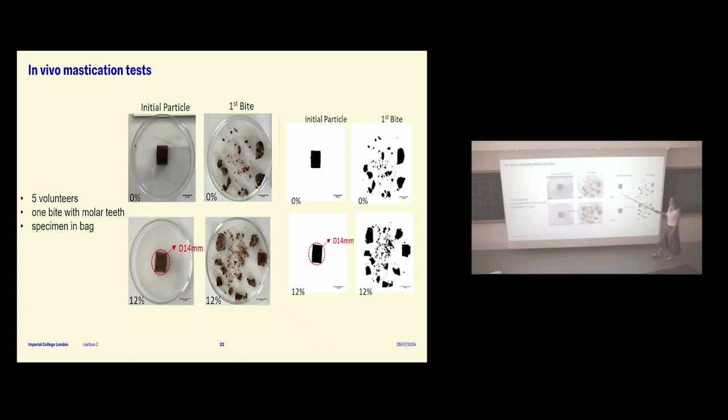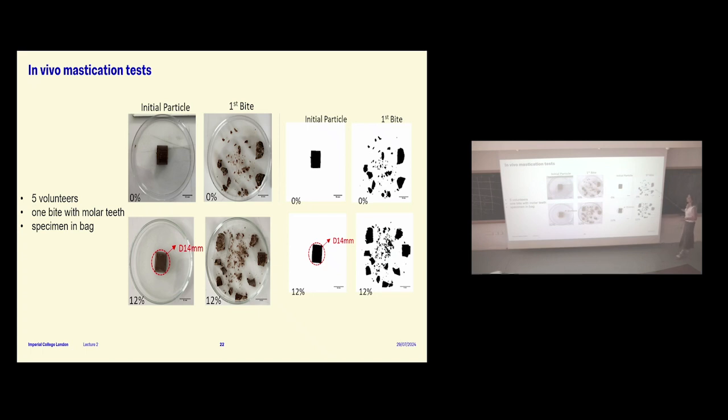Okay, so this is the test that we tried to do as close as possible to in vivo, which happens in your mouth. You take a small sample like this, about 12 millimeters, 0 and 12% aerated. We put them inside a plastic bag and gave them to volunteers, fellow students, and told them to put them at the back, at the molar teeth, and chew. Because they're in a bag, you can also take it out and then measure the fragment size.